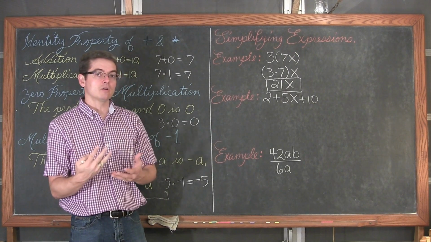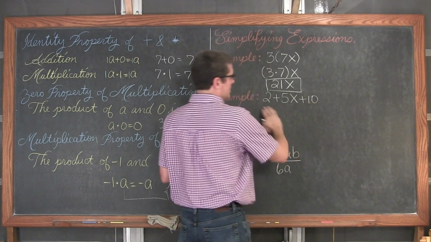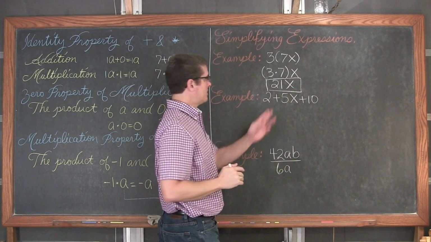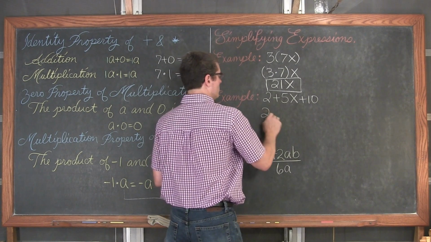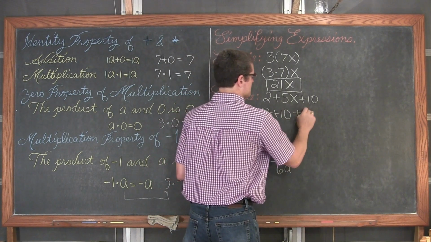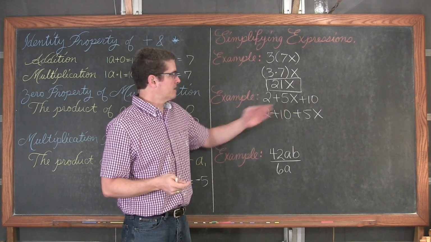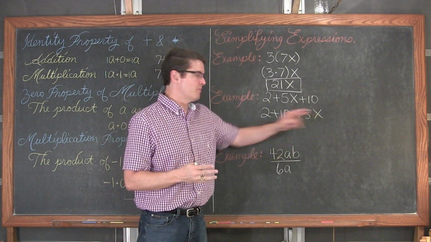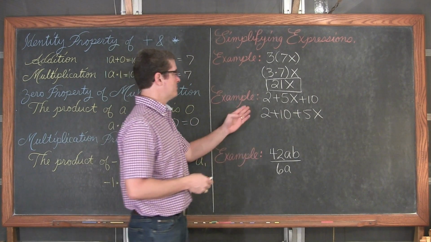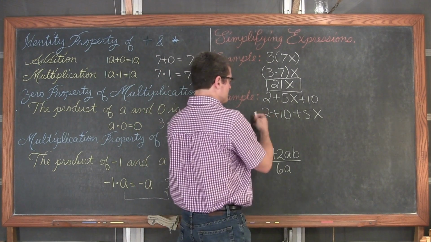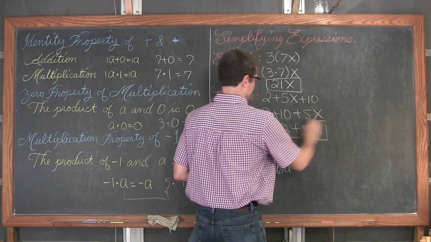But if you're just starting to learn, like we are, the properties of real numbers, we need to show that we can move these numbers around, the addition signs, use the commutative property of addition, and write 2 plus 10 plus 5x. And now that we have the constant of 2 and the constant of 10, and I'm saying that because they don't have a variable in them, these like terms can be added together now that they're right next to each other, and positive 2 plus positive 10, or just 2 plus 10, is equal to 12 plus 5x.